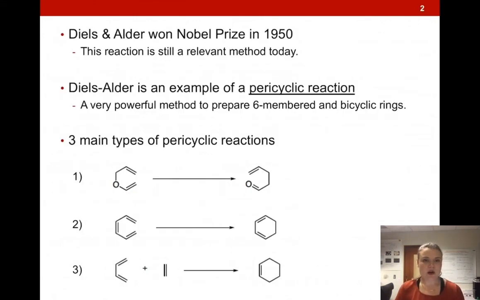Otto Diels and Kurt Alder won the Nobel Prize for this reaction in 1950, and today, 70 years later, it's still a relevant method, and that's mostly in part due to the fact that Diels-Alder is an example of a pericyclic reaction, which is a very powerful method to make six-membered and bicyclic rings, which is important to the fields of pharmaceuticals, to natural product synthesis. They're just very useful reactions, and there are three main types. The first is a sigmatropic reaction.